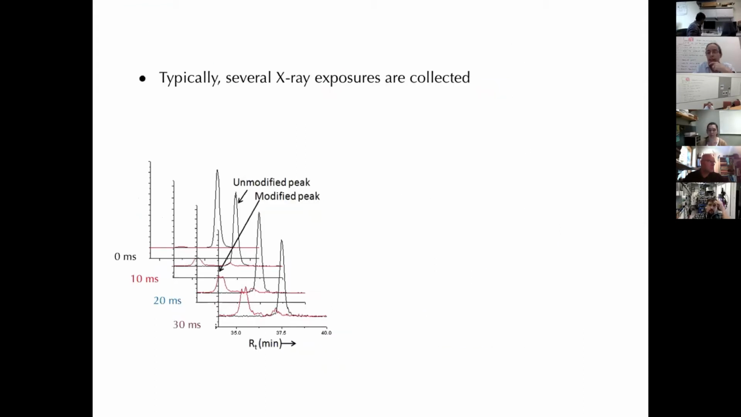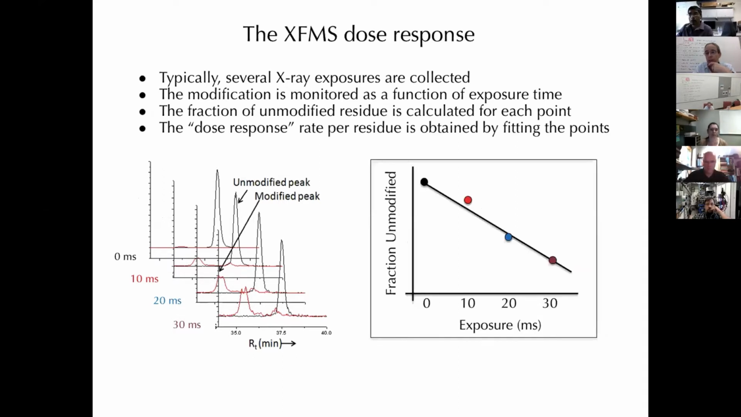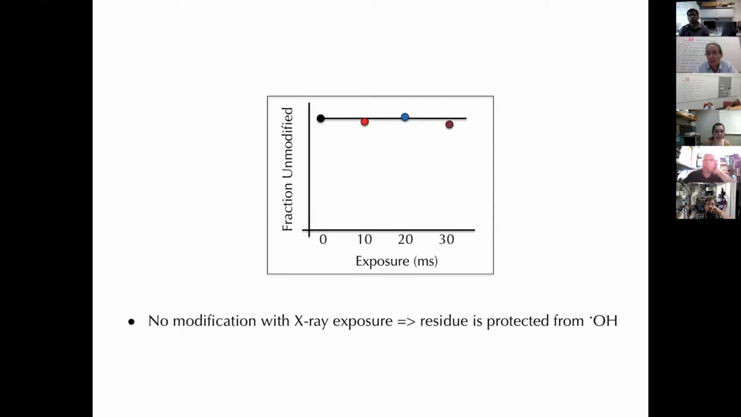So the way we collect the data, we typically collect several different exposure times, and we monitor the increase in a modification as a function of X-ray exposure. Then we plot out the fraction of unmodified residue relative to the total. And what we get is what we call a dose response curve, and we're basically plotting the fraction of unmodified product as a function of exposure time. And so if there's a lot of modification of a particular residue, you'll see a steep curve to this dose response plot. If there's no modification, for instance, your fraction unmodified will be 100%, and you'll see a flat line.